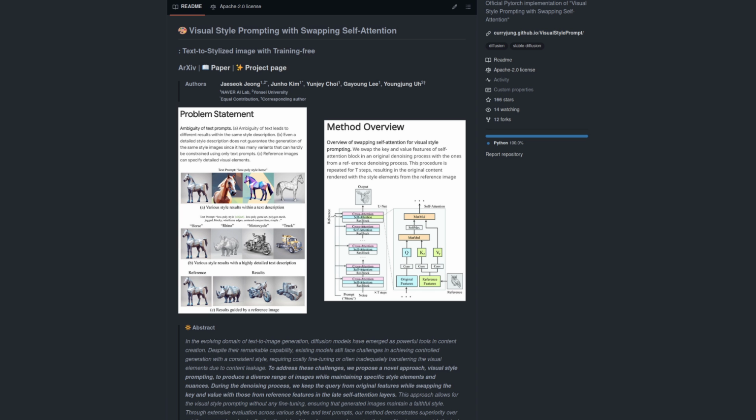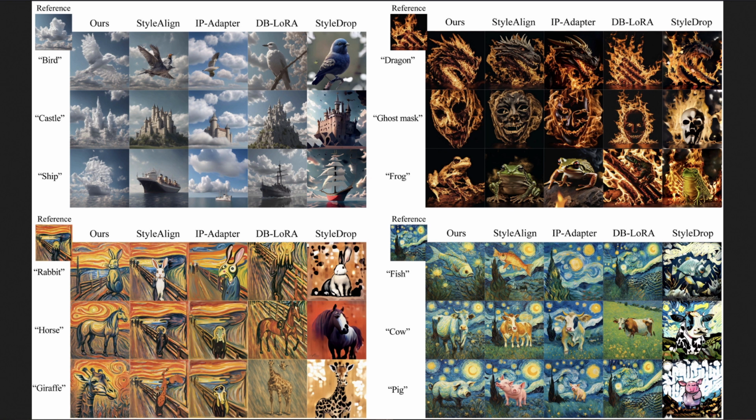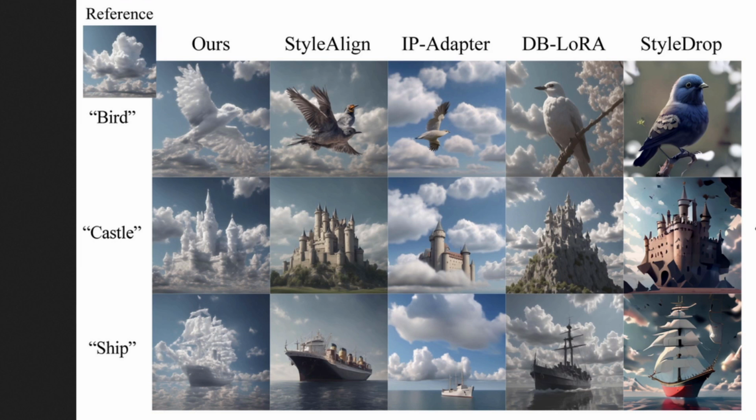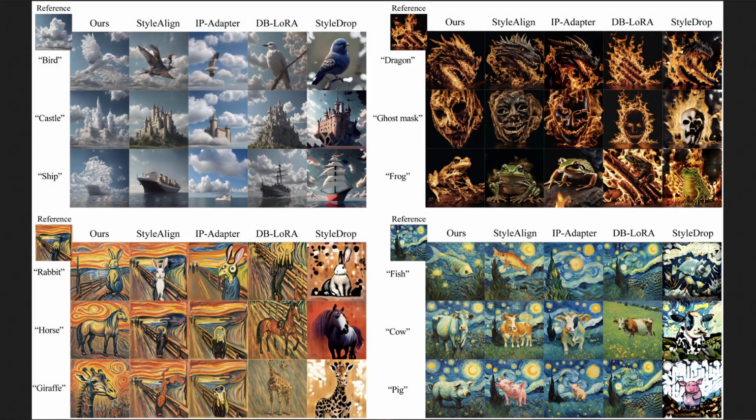Yes, we've seen things like this a few times before, but check out how it compares to things like IP adapter, StyleDrop, StyleAlign, and DB LoRA. Those clouds just knock the socks off the competition, I think. The others don't look like cloud formations at all. The fire and painting style ones all look great too.